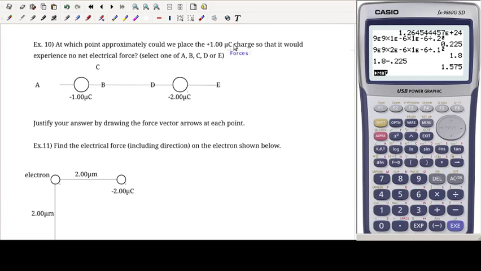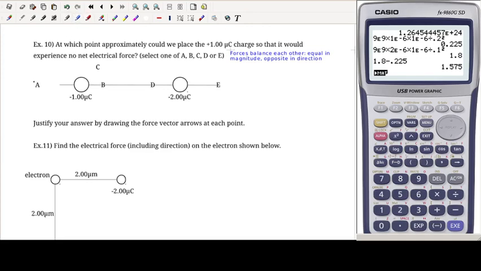This means the forces balance each other. Equal in magnitude, opposite in direction.